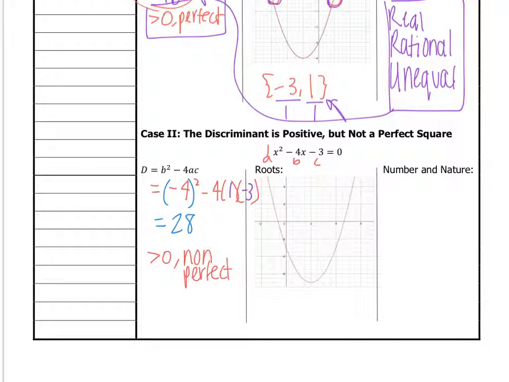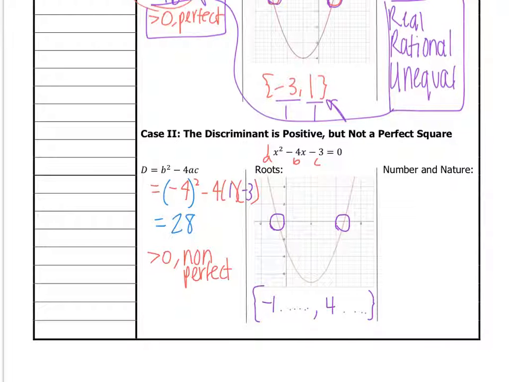So if we look for the roots here, I've got 1 here and 1 here, and they look like they're between nice squares, right? So here we're going -1 point something, and 4 point something. So these are not nice numbers.